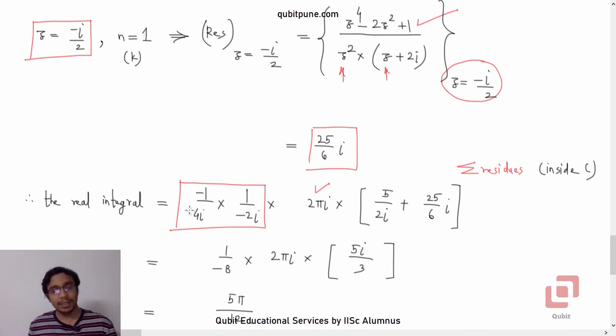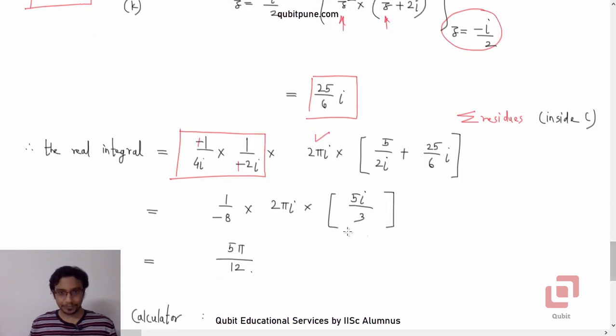Now minus 1 upon 4i into 1 upon minus 2i, minus minus plus, 4 into 2 is 8, i squared is minus 1, so minus 8, 2 pi i as it is. Add them up, you'll get 5i upon 3, i squared will again be minus 1 which will cancel this, and eventually you'll get 10 upon 24 or 5 pi by 12.